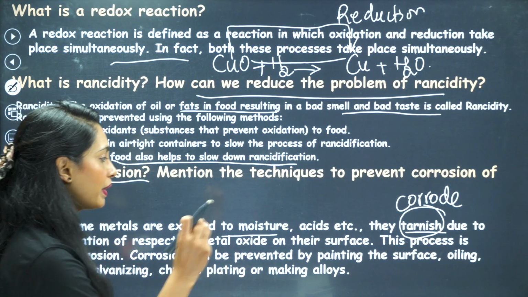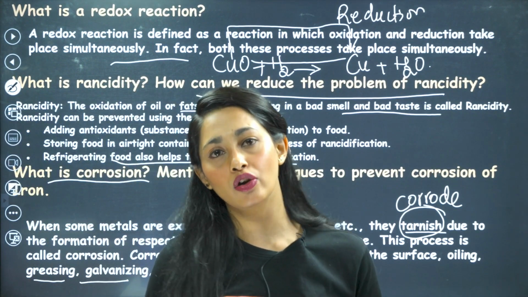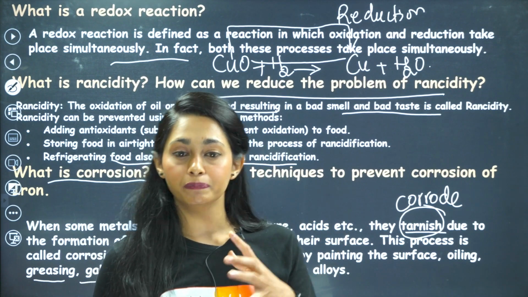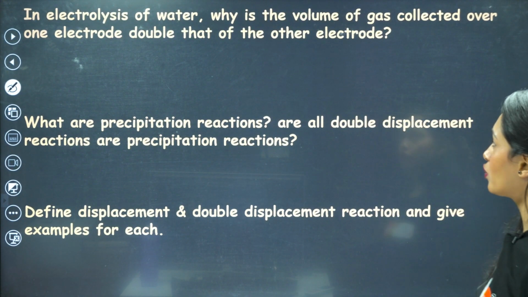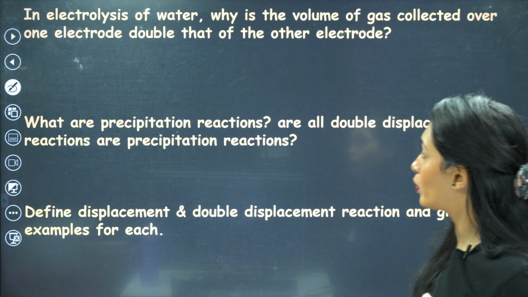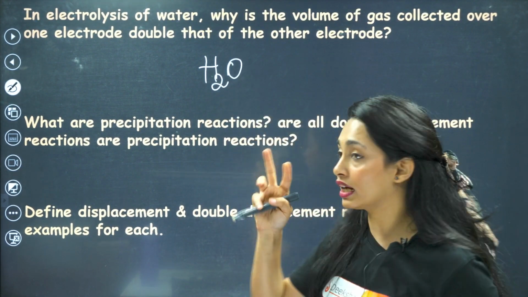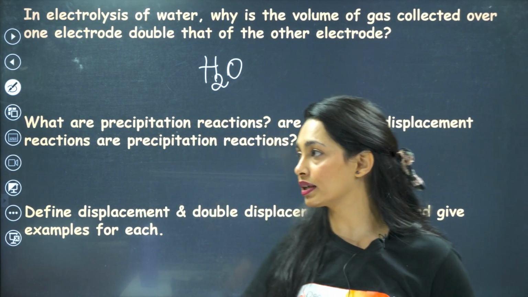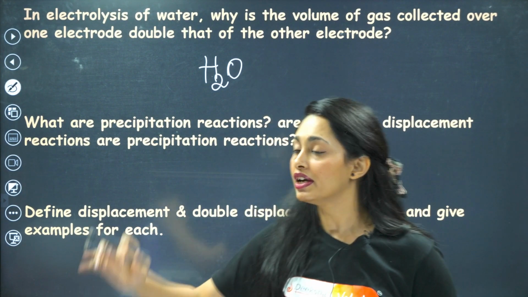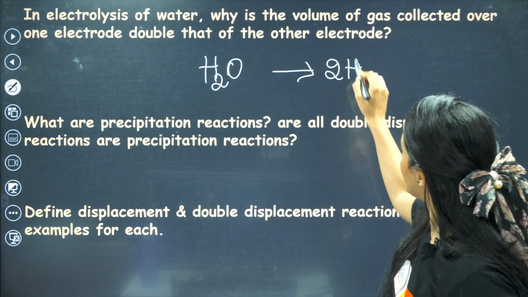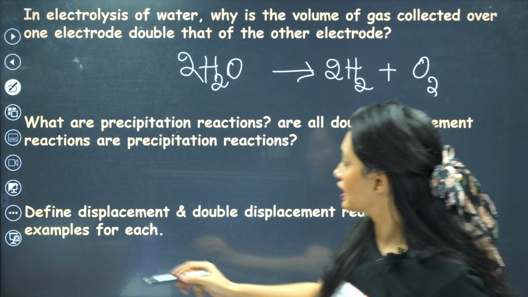Corrosion can be prevented by painting the surface, oiling, greasing, galvanizing, chrome plating, as well as making alloys. These are the various methods of preventing corrosion. Next, in electrolysis of water, why is the volume of gas collected over one electrode double that of the other electrode? If we see the water molecule, there are two hydrogen atoms and one oxygen atom. That is the very reason during electrolytic decomposition of water, we get two molecules of hydrogen and one molecule of oxygen. So this is the answer.